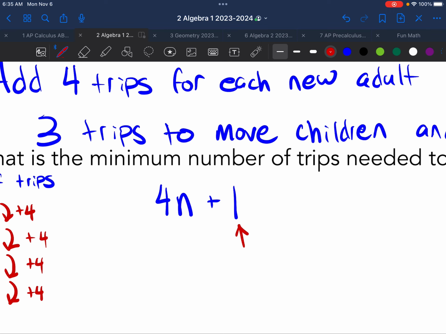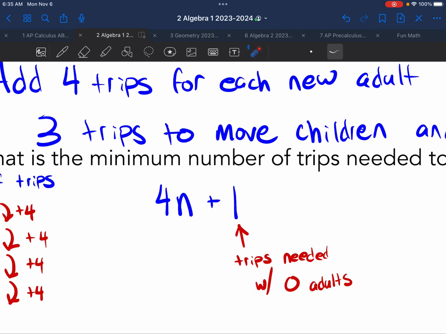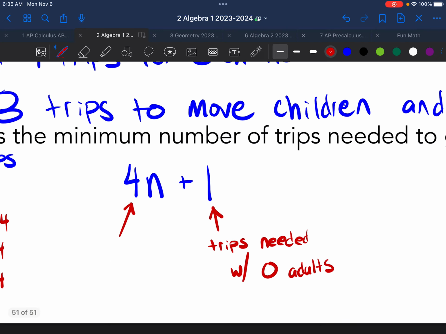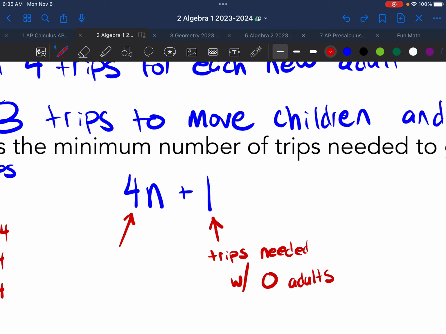One thing that I want to note about this is something I've already said, but I want to write it down. This +1 is the trips needed w/ 0 adults. And I hope you're okay with this notation. That's how I write the word with, just W with a slash. And what is 4? 4 is the additional trips needed for every adult. So I'm going to write that down. Trips needed for each additional adult.